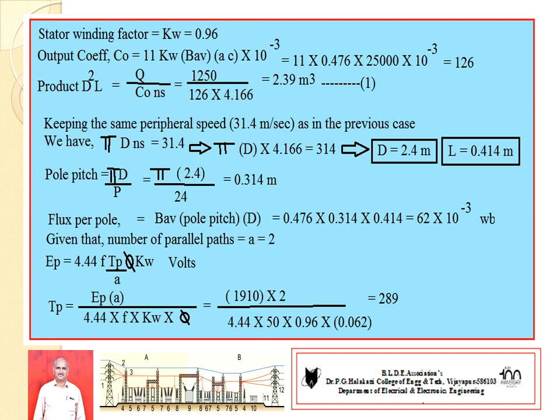Given that for this alternator 2 circuits are given, that is, the number of parallel paths becomes 2, small a becomes 2. If the number of parallel paths is given, then for EP you use this expression: EP equals 4.44 Tp by A into f into phi into kW volts. If the number of parallel paths is given, Tp by A, you have to make the correction. Therefore, Tp equals, developing the expression, 289.